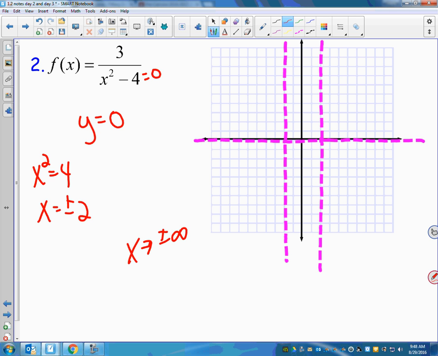So a horizontal asymptote is as x is getting bigger, y is approaching zero. And as x is getting smaller, y is approaching zero. When it's really close to zero, not close to infinity, it sometimes crosses the horizontal asymptote. Not always, but it does. So just be aware that your graph can cross the horizontal asymptote.